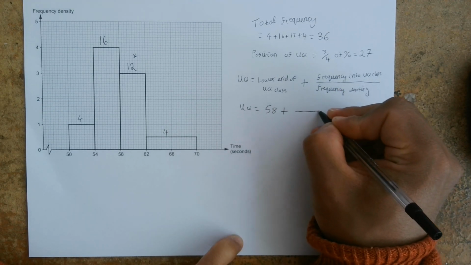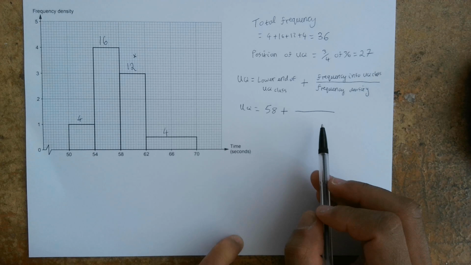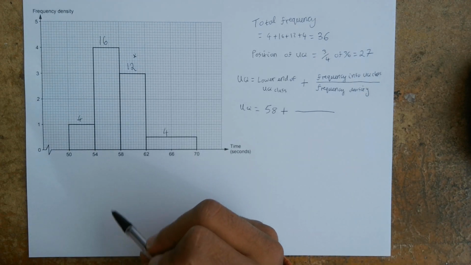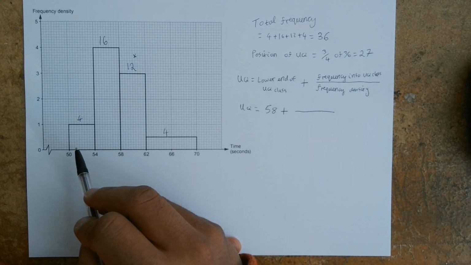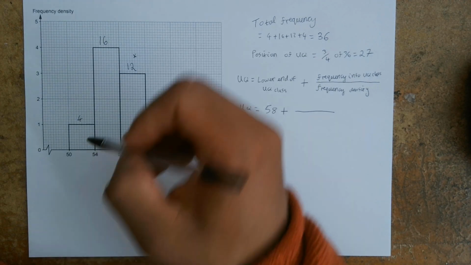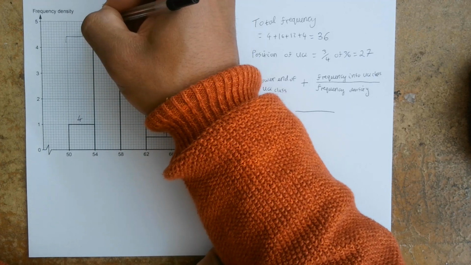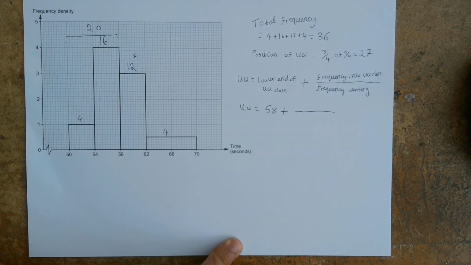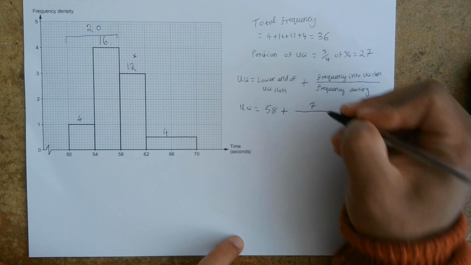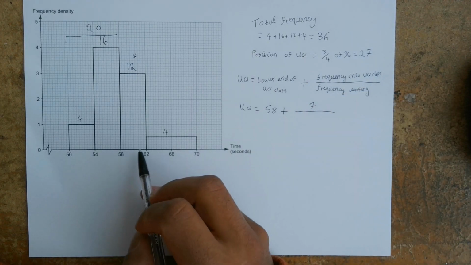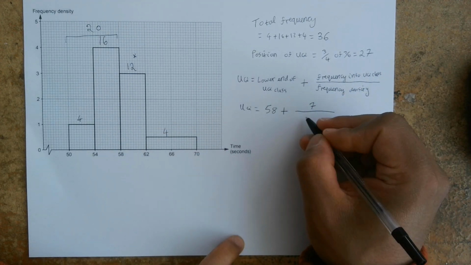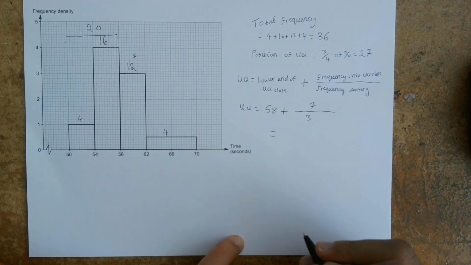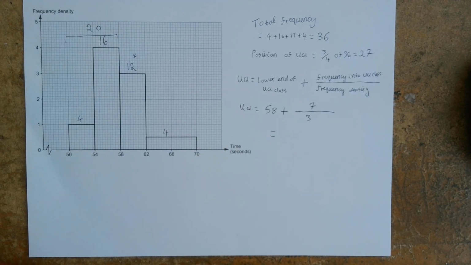plus the frequency into that class that's required. So I need to get to the 27th value. Before that class, I have a total of 20 values. So the frequency into the class is going to be 7, because obviously 27 is 7 more than 20. The frequency density of the class in question is 3. So that means my upper quartile will be 58 plus 7/3.